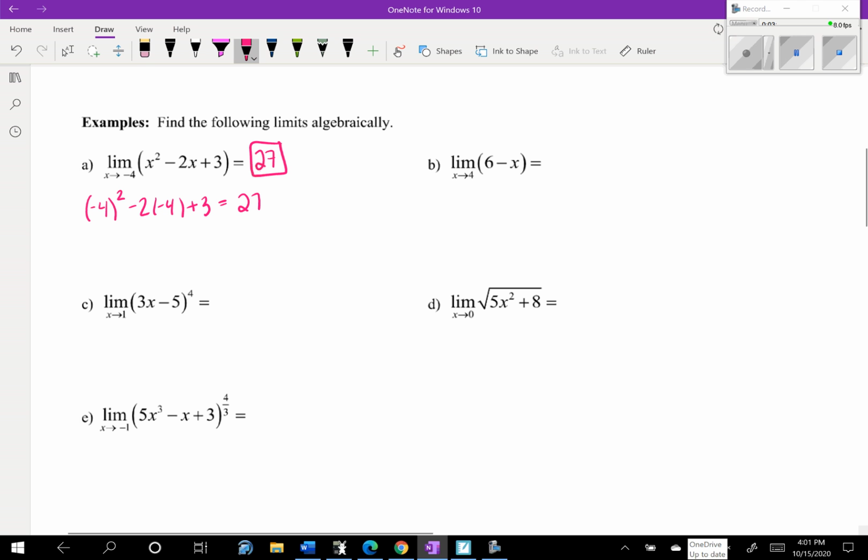So looking at b, the domain of this is all real numbers, so that means that 4 is in the domain. So if I plug 4 in, that means we're just finding the limit of 6 minus 4, which is just 2. So the limit of the function is equal to 2.